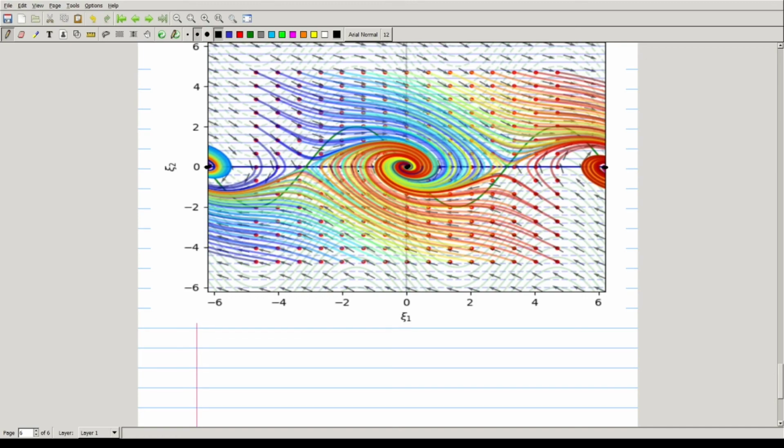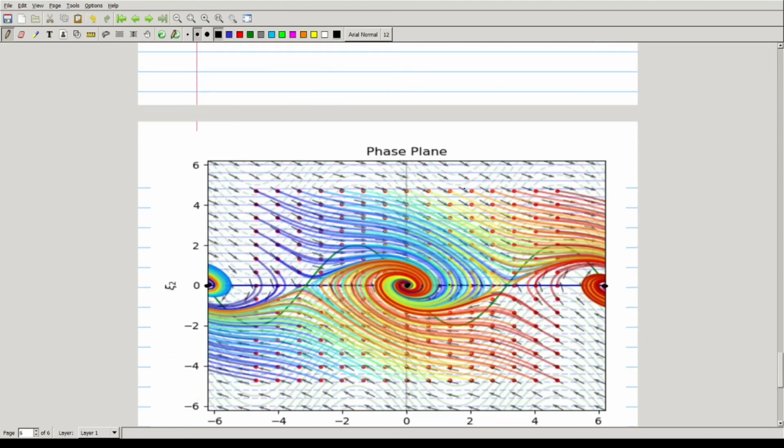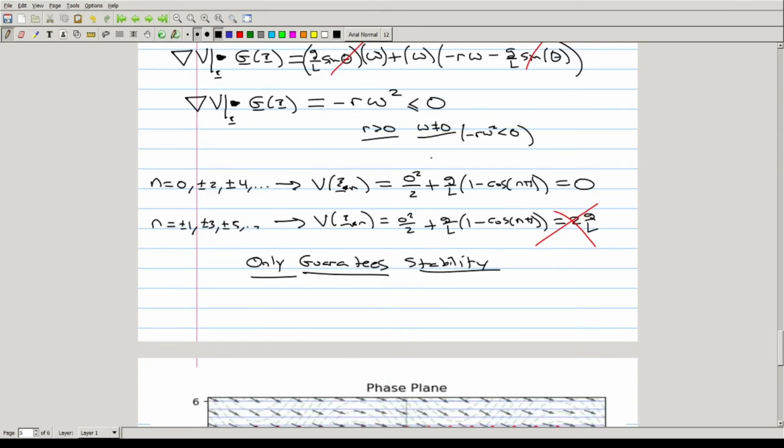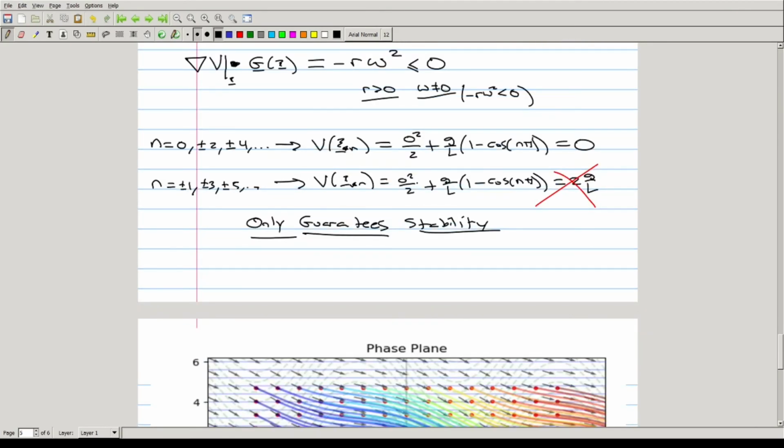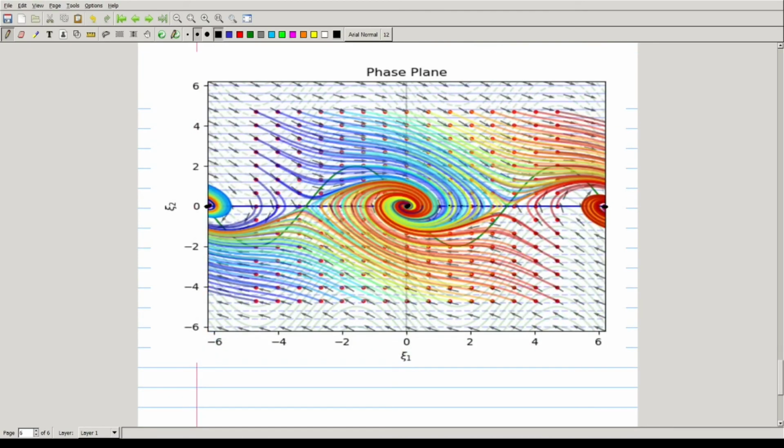The problem here is that this function is 0. The Liapunov function that we've chosen is 0 at these points when omega itself is equal to 0. And we want to get the result of asymptotic stability here. So we'll see how to deal with this a little later on in the lecture.